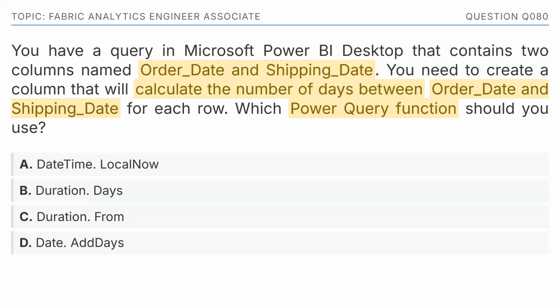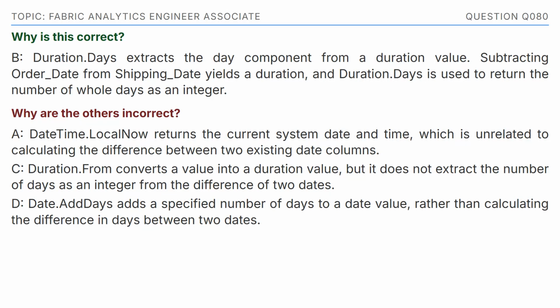To arrive at the correct answer, we focus on the keywords: calculate the number of days between order_date and shipping_date, Power Query function. The correct answer is Option B, Duration.Days. Why is this correct? B. Duration.Days extracts the day component from a duration value. Subtracting order_date from shipping_date yields a duration, and Duration.Days is used to return the number of whole days as an integer.